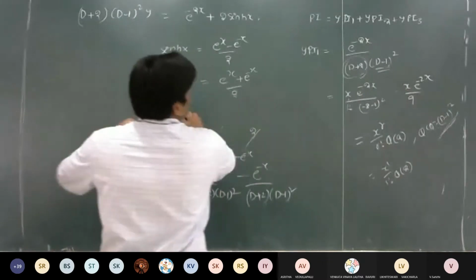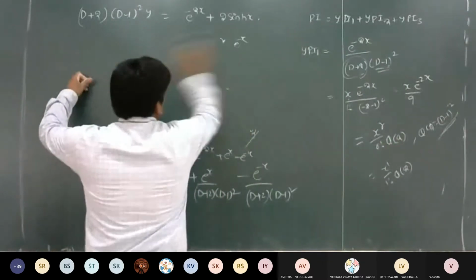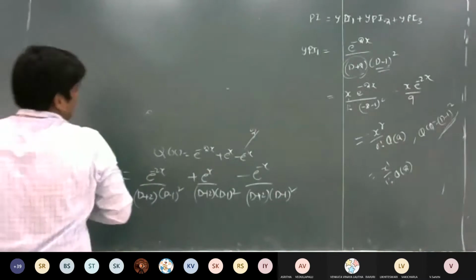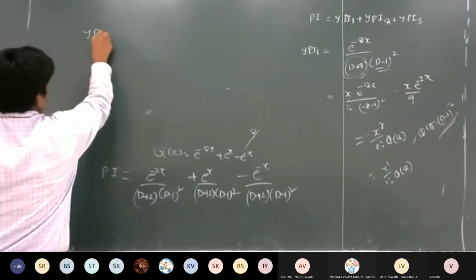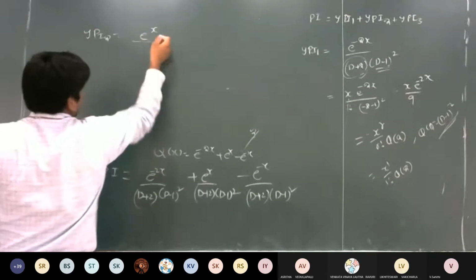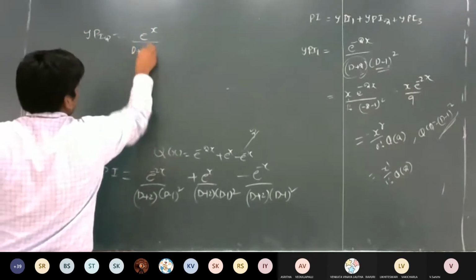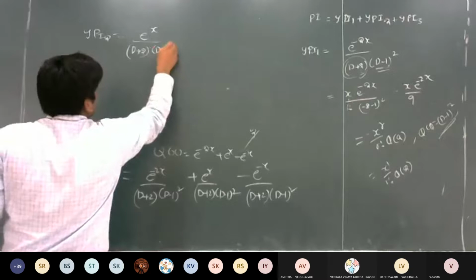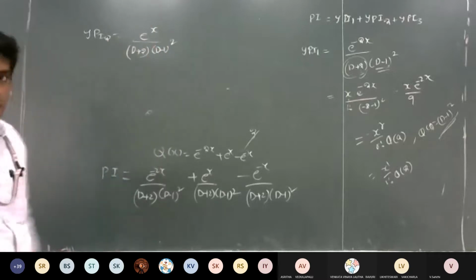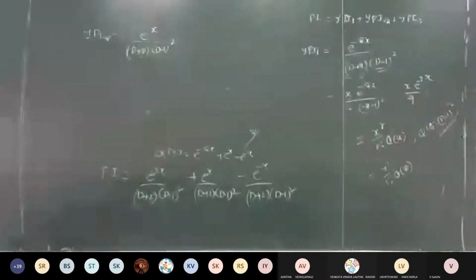Next, coming to the second one. Here also yp is equal to e power x by d plus 2 into d minus 1 whole square. So here, is it a failure case or regular case? Failure case, sir. If it is a failure case, how many times is the root repeated here? Two times, sir. Yeah, very good, two times.